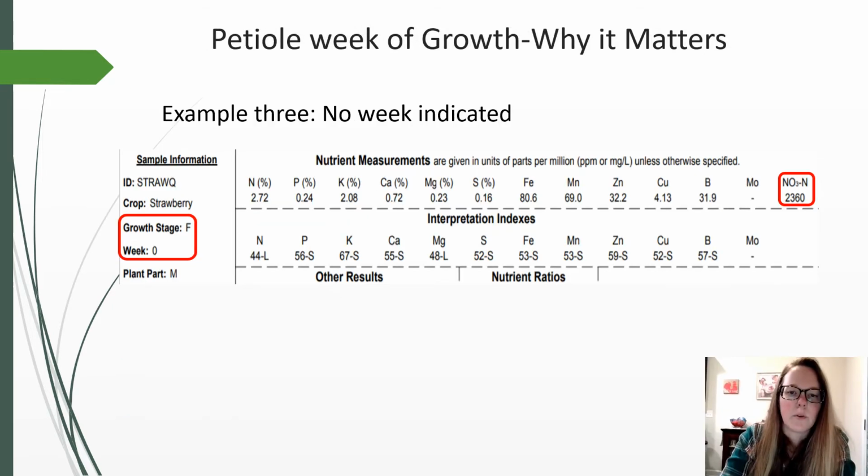This last example has a growth stage of fruiting, but no week associated with it. The nitrate value is around 2,300, suggesting the week could be anywhere from week 4 to week 10. By not reporting the week since first bloom or reporting it incorrectly, the grower will not receive the correct nitrogen interpretation for that week. It is in the interest of the grower or agent to document the time of first bloom and to report the subsequent sampling weeks accurately.